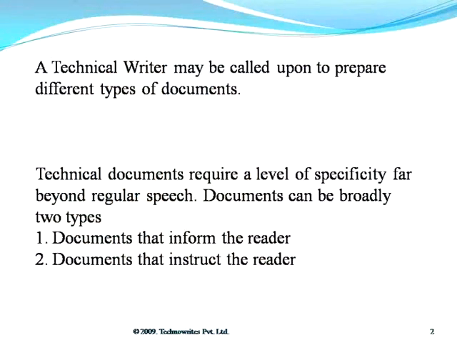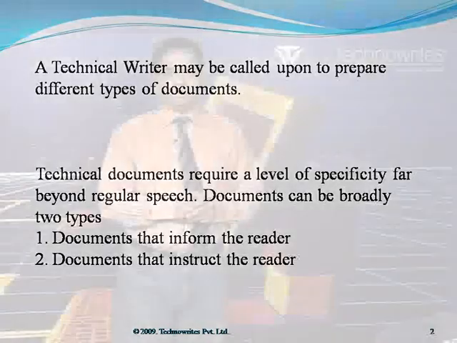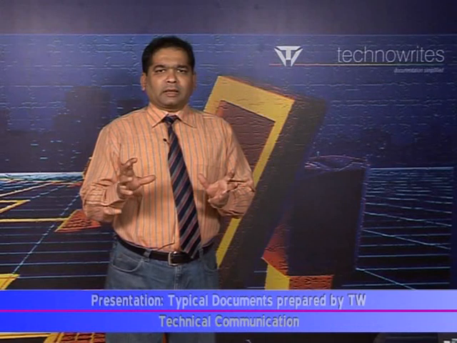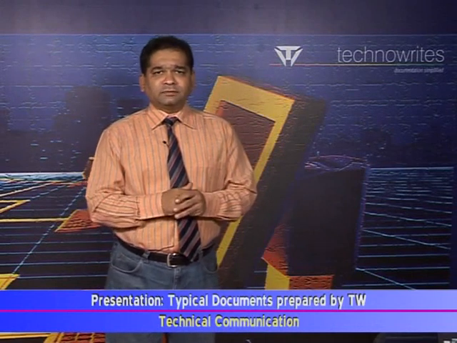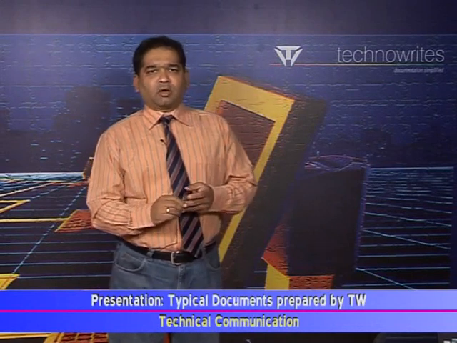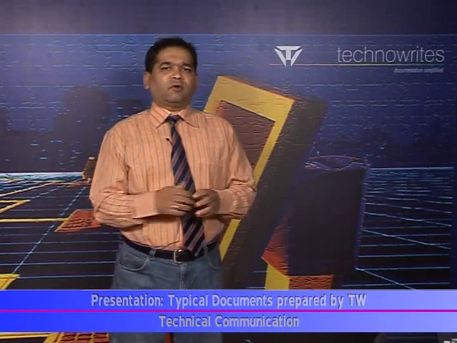Broadly, documents can be categorized into two types. One, documents that inform the reader. Second, documents that instruct the reader. A document that contains only an information objective will not be as detailed as a document designed for giving instructions. Documents like brochures, catalogs, and data sheets just give information about the product. Documents like user guides, maintenance guides, and so on give information as well as instructions.